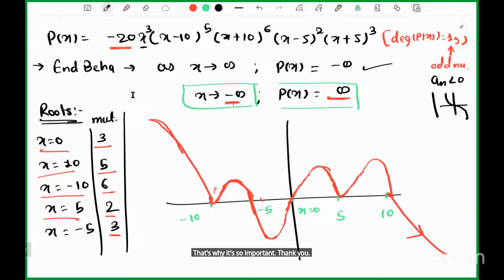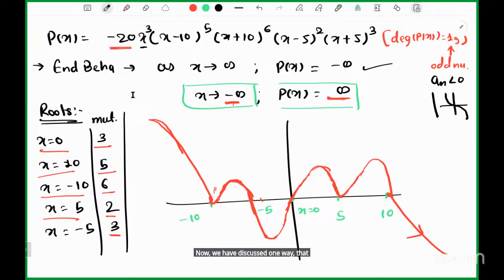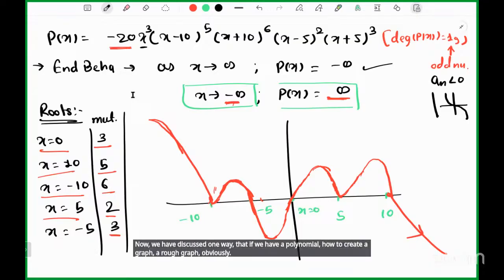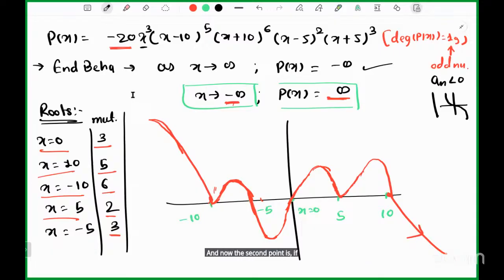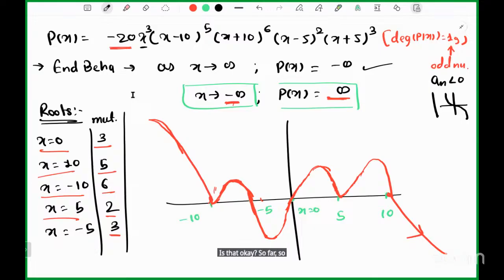Now I'll give you a graph, and based on that graph, you try to answer some questions related to a polynomial. So now we have discussed one way: if we have a polynomial, how to create a rough graph, obviously. And now the second point is, if we have a graph, can we figure out some things about the polynomial? Is that okay? So far, any doubts?